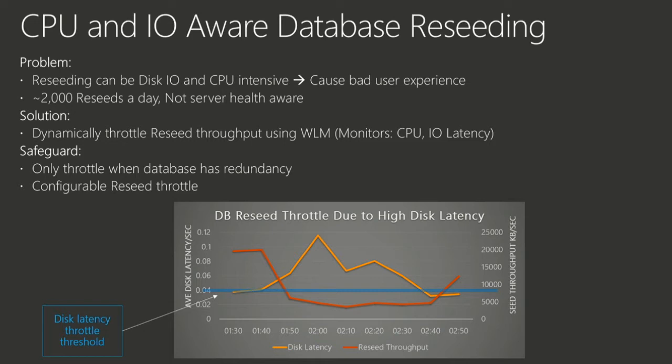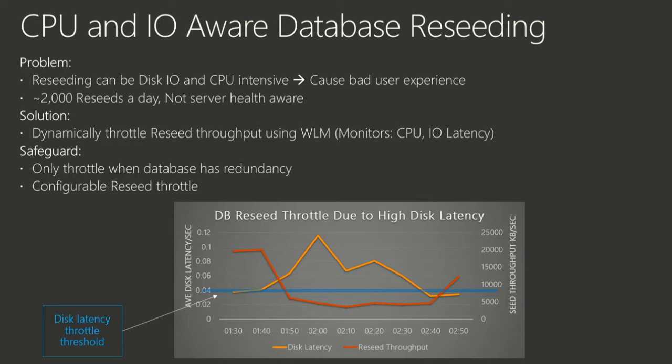If you look at these lines, the orange line is representing the disk latency, and the red line is representing the seed throughput. The blue line there is the disk latency throttle threshold. Right now it's set to 0.04, 40 milliseconds. What we're saying is that around 40 milliseconds, the disk is kind of busy, so anything that is not critical should back off so that we can let the user interactive loads go first.